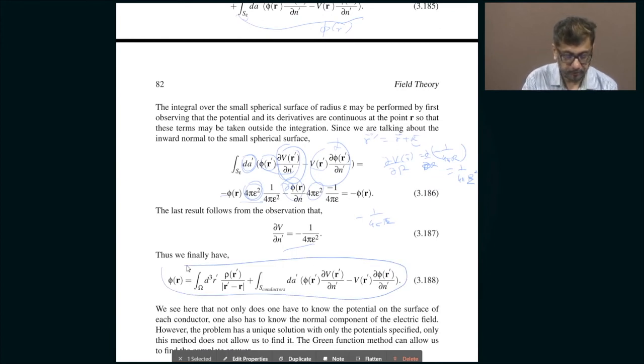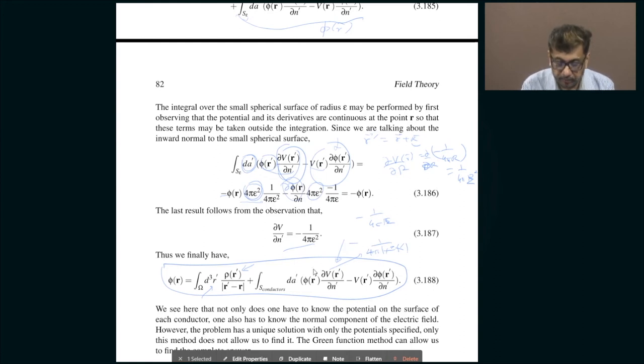This is a very beautiful formula. What this says is that if you have a whole bunch of conductors and a whole bunch of charges described by this charge distribution, the potential at any point r is given by the usual Coulomb potential due to the charges, but there are also contributions from the charges sitting on the surfaces of the conductors, which are not given explicitly. Keep in mind what this V of R is: it is 1 by 4 pi times the modulus of x minus x dash, with a minus sign.